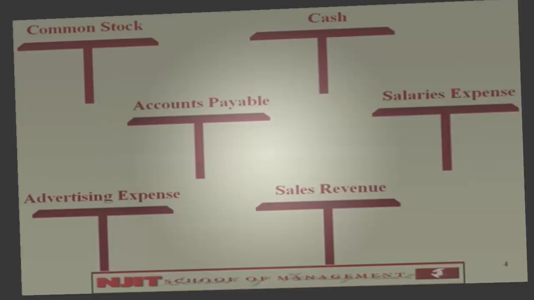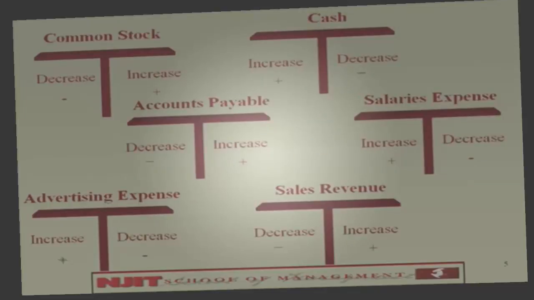Are you done? Here are the answers. Common stock is a liability. So have a look. Accounts payable is a liability. Decrease left, increase right. Go through each one. Did you get the answers right?